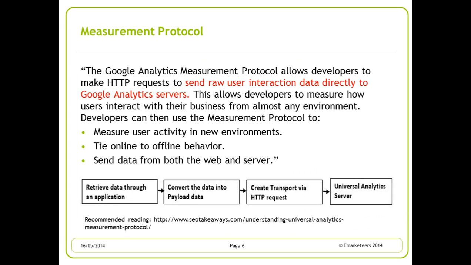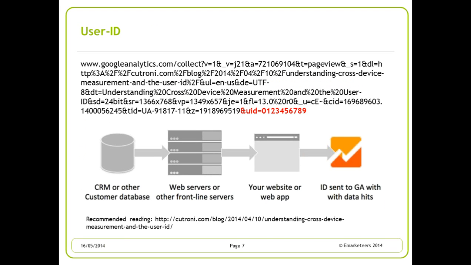Because of the way this is set up, we can now actually connect online to offline behavior. We can send data from both the web and the server, and we can measure activity from different devices and new and different environments. We can hook up any device to the Universal Analytics measurement protocol and have it send data to Google Analytics. Let's take a look at how we do that.